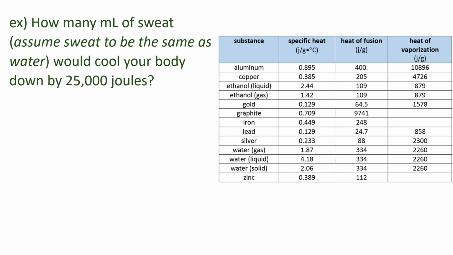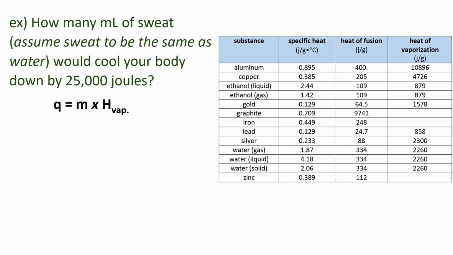All right, how many milliliters of sweat, assuming the sweat to be the same as water, would cool your body down by 25,000 joules? So again, if we're being asked for volume, then we're going to have to solve for mass. Now again, we're talking about sweat cooling down your body.